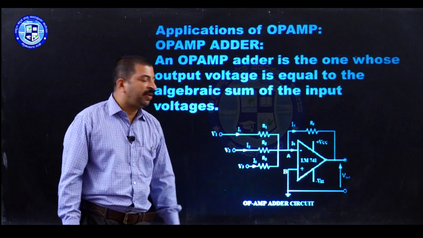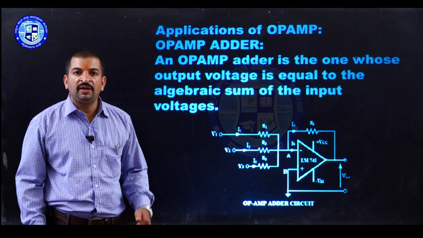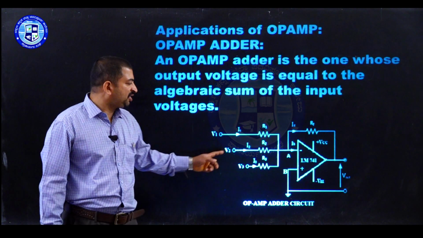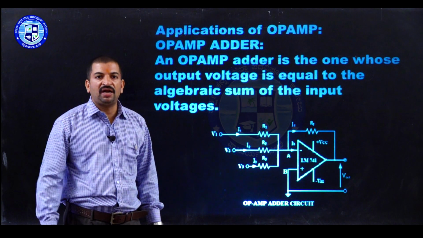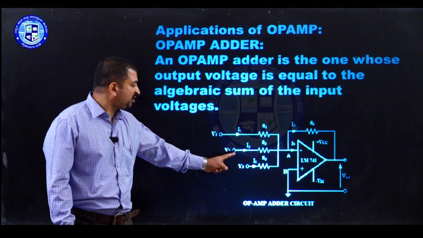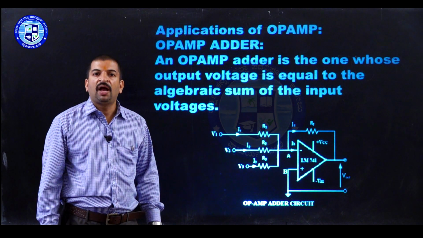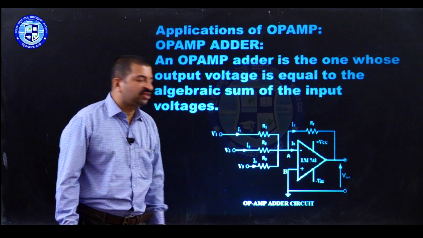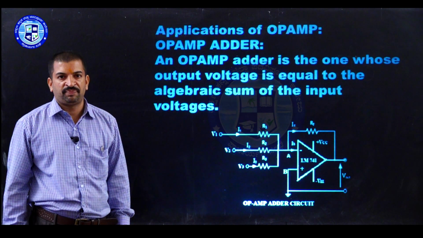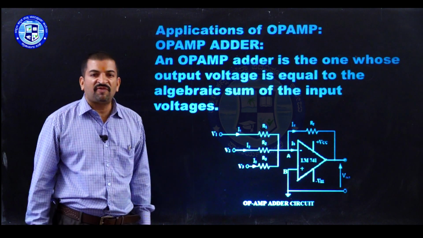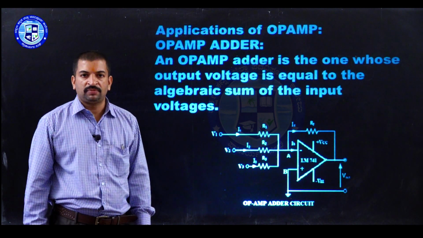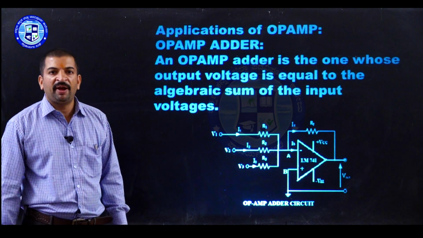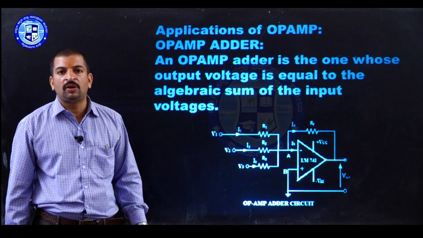Now, RF is a feedback resistor which is connected between the inverting terminal and the output terminal of the op-amp. Let us consider I1 as the current flowing through the resistor R1, I2 through R2, I3 through R3, and IF through the feedback resistor RF. The non-inverting input terminal of the op-amp is connected to the ground. The expression for the output voltage can be obtained by applying Kirchhoff's current law to the node A.